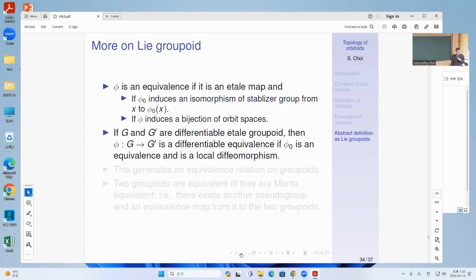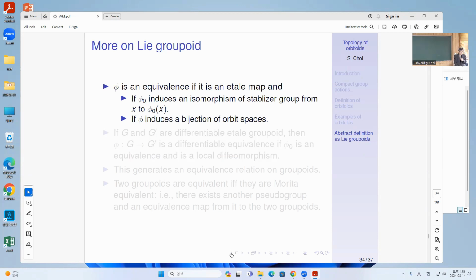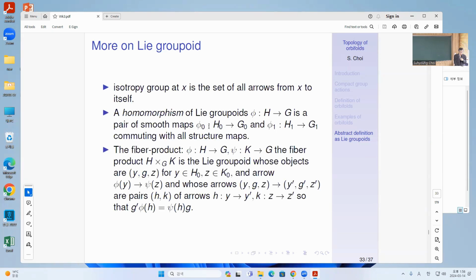So if G and G prime are differentiable étale groupoids, then phi going from G to G prime is a differentiable equivalence if phi0 is an equivalence and is a local diffeomorphism. Okay, so we need the diffeomorphism condition if you want the differentiable case. And étale here just means that these source and target maps are local homeomorphisms. Okay, so étale means this. Étale just means that these are local diffeomorphisms, local homeomorphisms. That's it. These are again in the book of Adem.